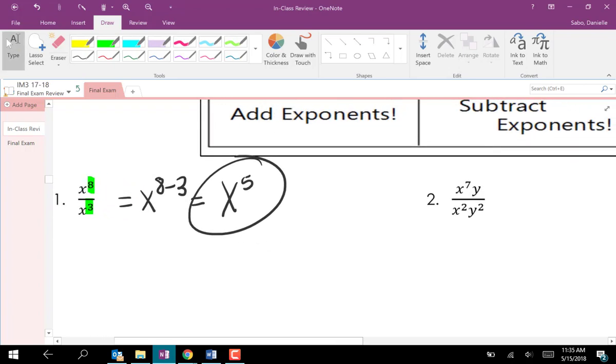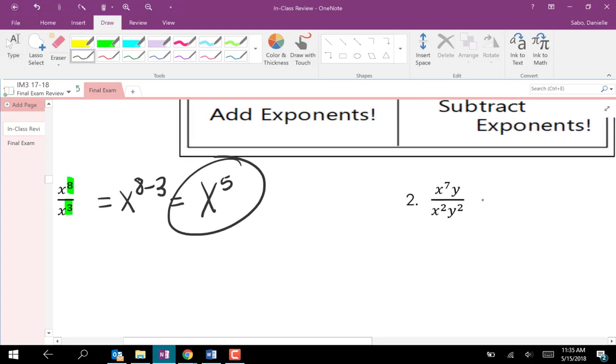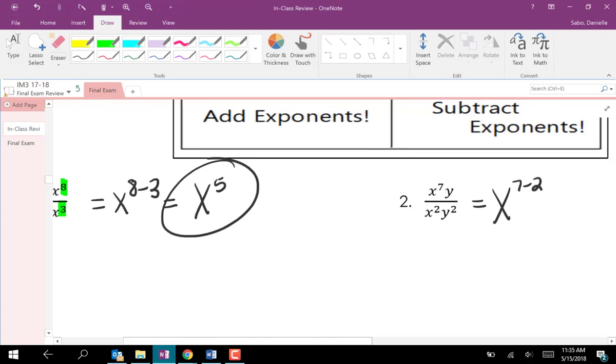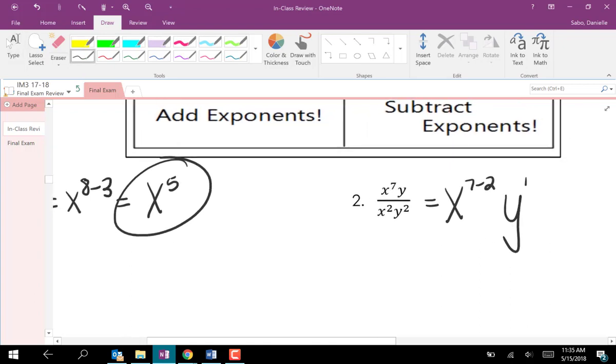Now let's do another one. Let's just do the x's first. I have x to the 7 minus 2, and I have y to the 1 minus 2. So if you see here, when you're adding and subtracting the exponents, you can just write them up here to help you out. If that helps you to write them, then do that. Otherwise, if you know how to do it without, you don't have to do that step. But now let's go ahead and finish it off.